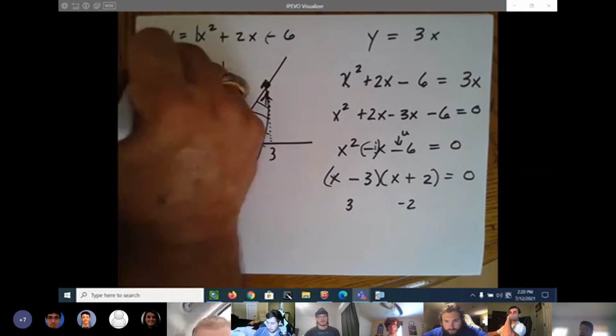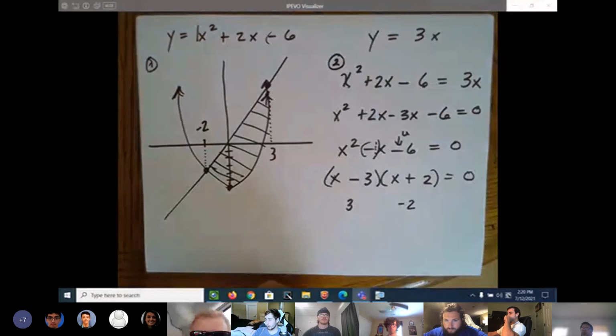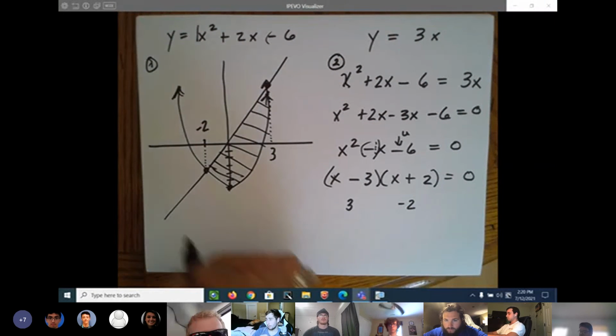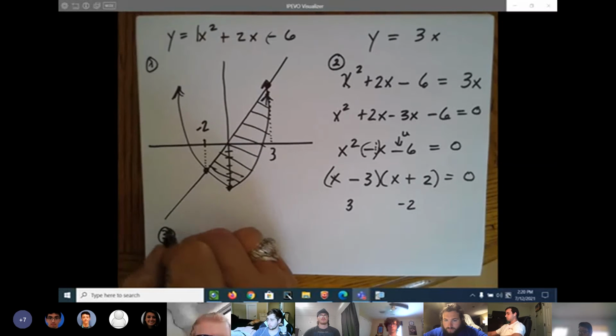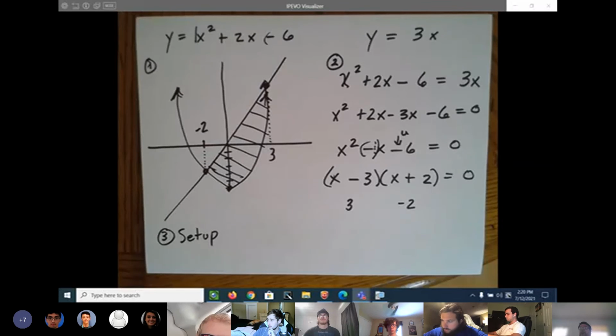One, you graphed it. Two, you found the intersection. What's the third step? That means somebody needs to read the word that I just put out. Set up. Set up. Thank you. Y'all suck. All right, go ahead. Set up the antiderivative.